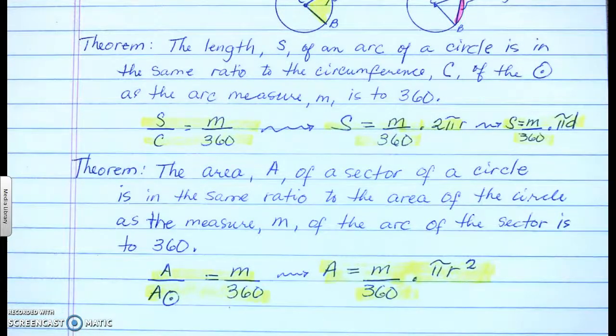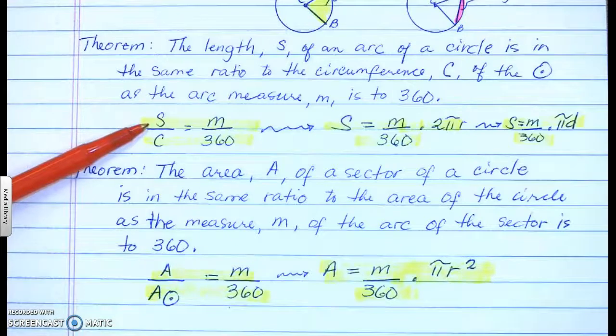Theorem number 2. The area A of a sector of a circle is in the same ratio to the area of the circle as the measure M of the arc of the sector is to 360. So what does that mean? I want you to pay attention closely. The reason why I did not give an example yet on this one, I gave you right straight the next theorem, is because they're almost the same.